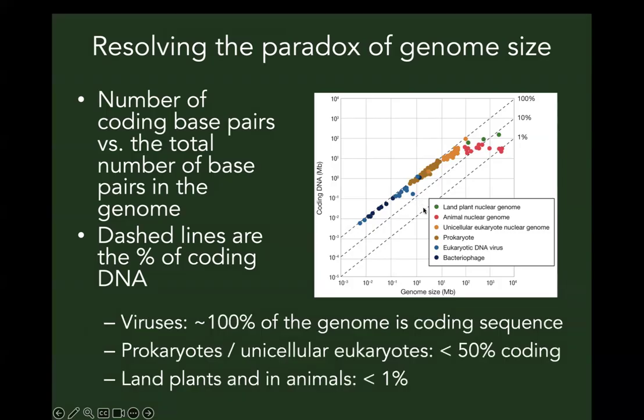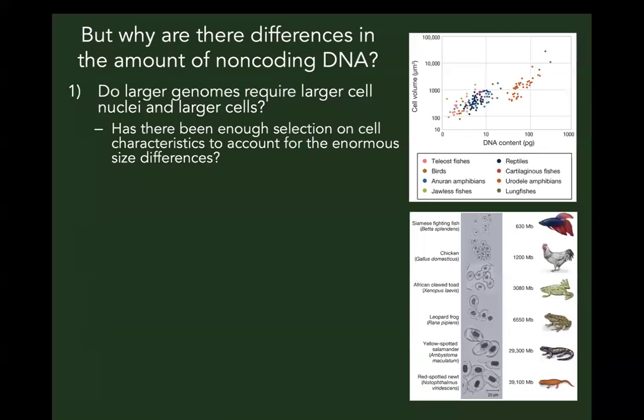Prokaryotes and unicellular eukaryotes, which would be like this brown and tan one here, are between 100% and 10%. So they're kind of less than 50% of their genome is coding. But land plants and animals, less than 1% of our genomes are coding. So why? And why are there differences in the amount of non-coding DNA amongst groups?